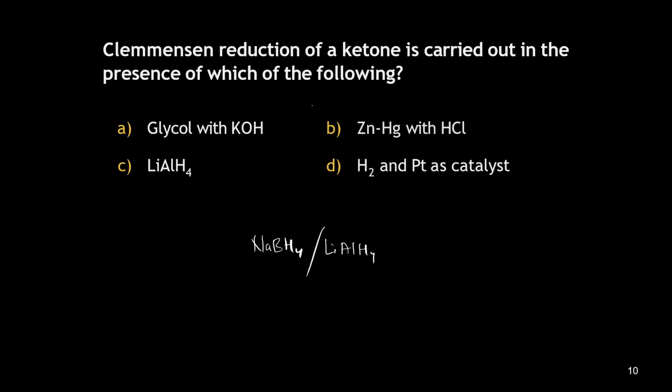Okay. For Clemmensen reaction, we will be using the zinc amalgam and concentrated HCl. And for Wolff-Kishner reaction, what is the reagent we use? Hydrazine, which is NH2NH2, in the presence of a strong base, which is KOH. Okay. So remember this. So here the answer is option B.